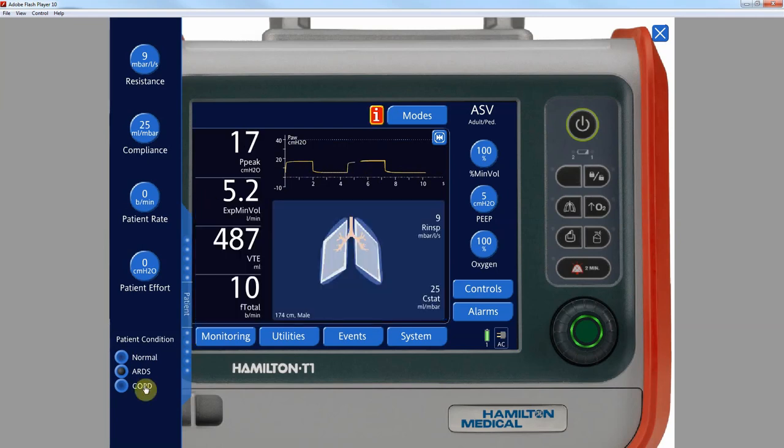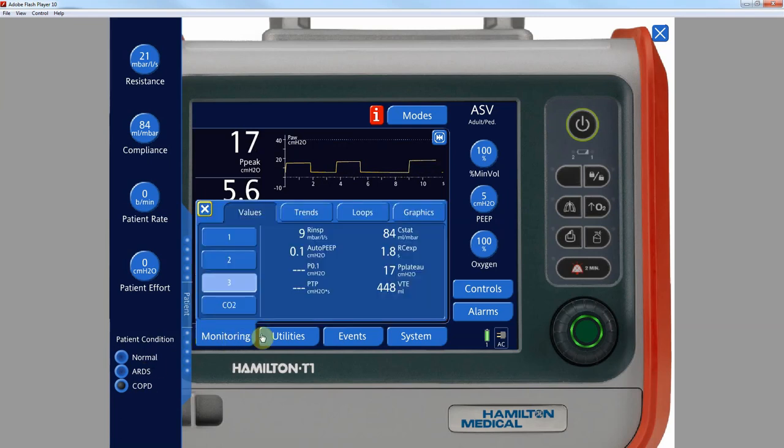Now, if they have COPD, what would you expect the expiratory time constant to be? Remember, they have these big floppy lungs, but the bronchioles are constricted. After a few breaths, we should see this change to red. But let's look at the expiratory time constant. It is longer, so it's taking longer to exhale.